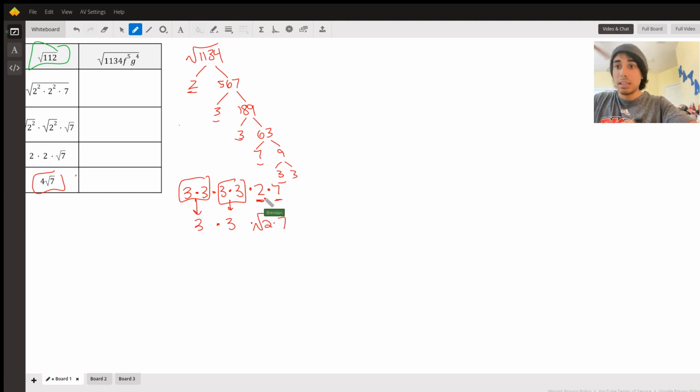Last but not least, everything that's on the outside we multiply together. 3 times 3 is 9. Everything that stayed on the inside multiplies together. 2 times 7 is 14. Okay, so that's how we take care of the number, first of all. Second of all, we're going to take care of the letters, those variables.